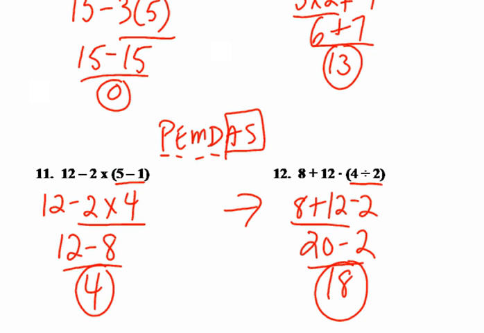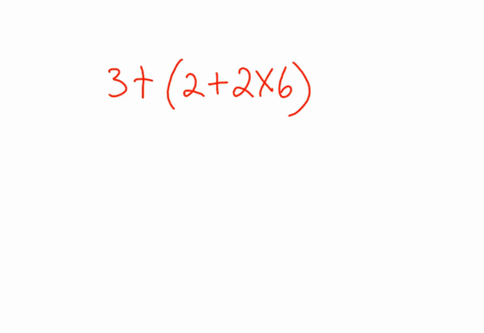I'm thinking I want to do just one more example. I'm going to make this up here. Let's do 3 plus 2 plus 2 times 6. I'm going to write PEMDAS. Now we have a lot of things to do inside the parentheses on this example. So we're going to use order of operations to help us inside the parentheses.